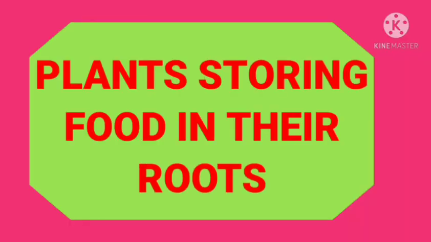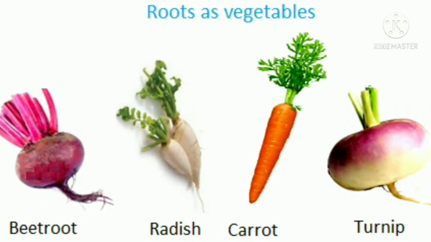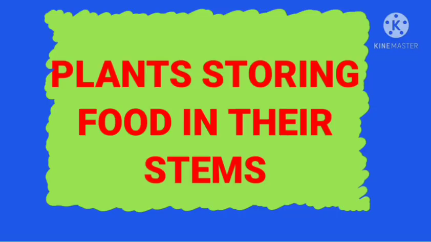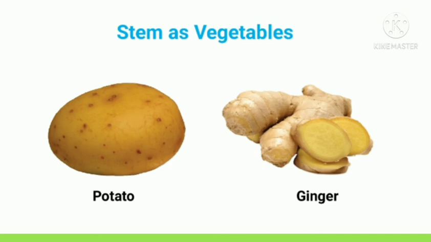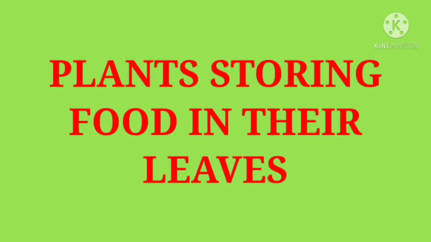Plants storing food in their roots. Examples: beetroot, radish, carrot, turnip are plants that store food in the roots. Plants storing food in their stems. Potatoes and ginger are examples of plants storing food in their stems.